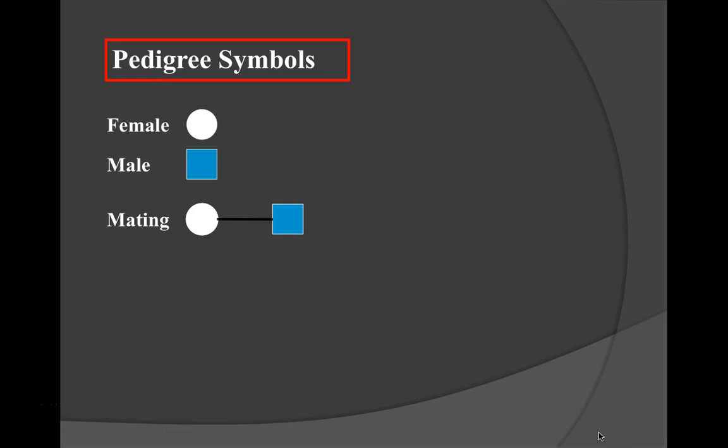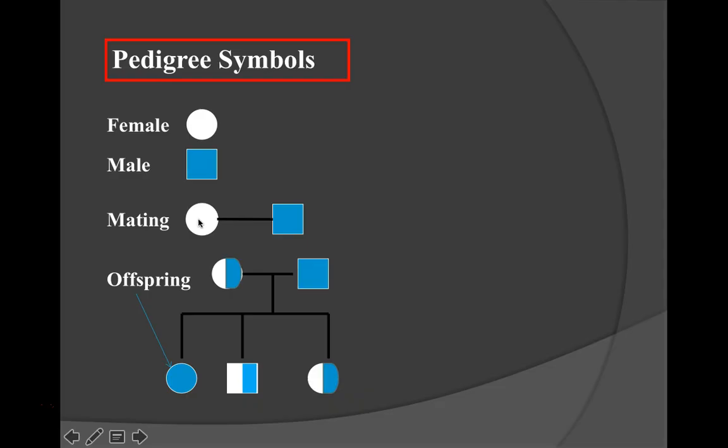If two people have mated, then there's going to be a black line, like you see here, or any line, that's going to connect the male to the female. When they have offspring, there's going to be a bracket that comes down and will bracket over all the children. It's important to know that their offspring have to be connected to that bracket.